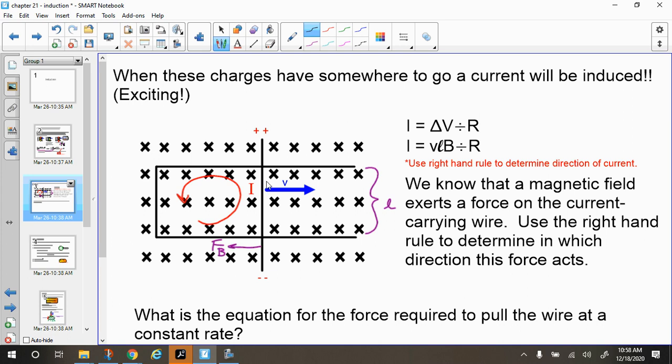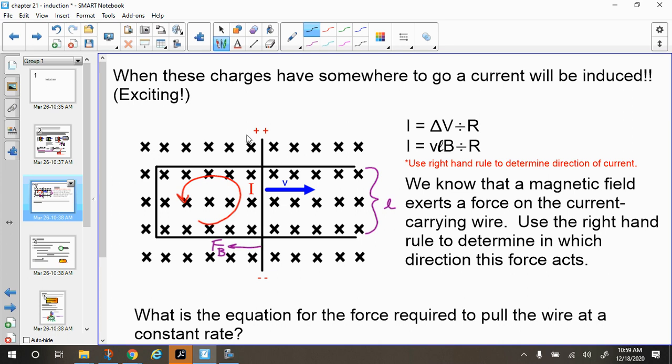So I can use my right-hand rule to determine what direction the charges are going to be moving. If I take my thumb in the direction of the velocity of the wire, my fingers go in the direction of the magnetic field, which is into the page, and then I can see that the positive charges are pushed upward in this wire. Then they can go here in this loop. So they're going to go this way, and then come back this way, and then come back this way. And so they're going to be moving in a circle.